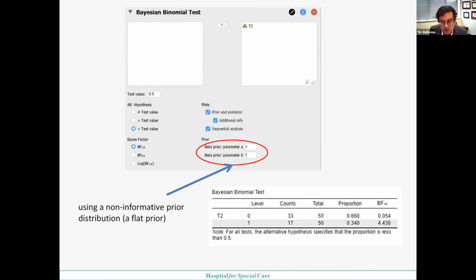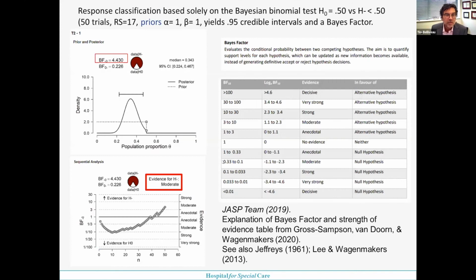what we derive using the Bayesian binomial test is a score called the Bayes factor. And on this slide, we have the results of this, and we can see the Bayes factor in the upper left, which I've put in the red box, is 4.43. And this graph, which is also derived from the JASP team, helps us to interpret what's the meaning of a Bayes factor in this range, and a score of 4.43 provides moderate evidence in favor of the alternative hypothesis.